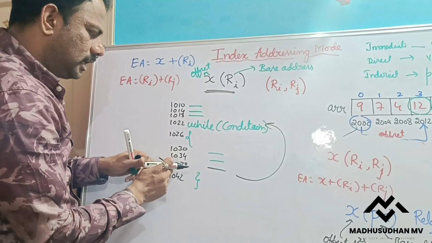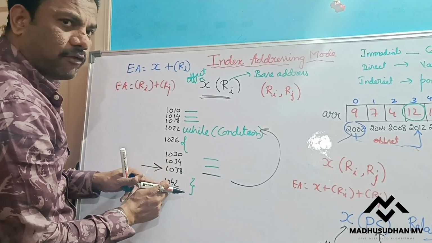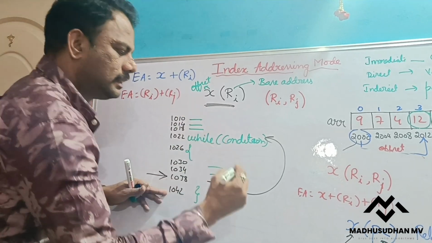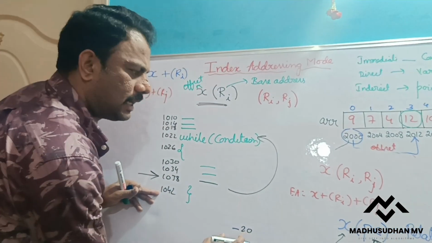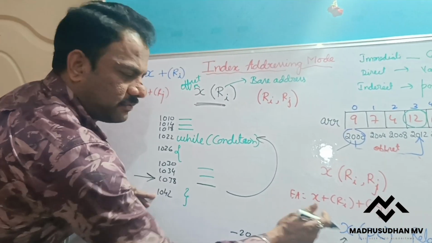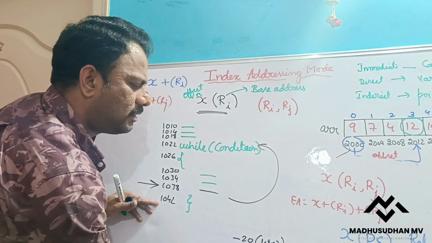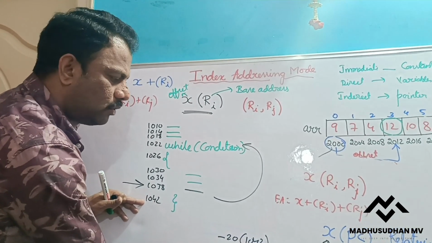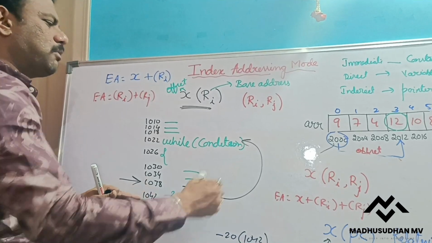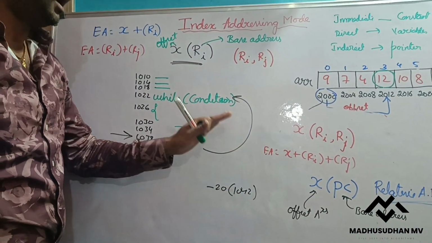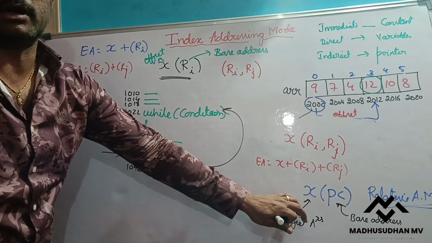That means actually the program counter is 1042. From 1042, how to go to 1022? We have to subtract 20. That means I write minus 20 in the place of the offset address, and the program counter contains 1042. Now if you add these two, minus 20 plus 1042, I will get 1022. That means I am going back here only.